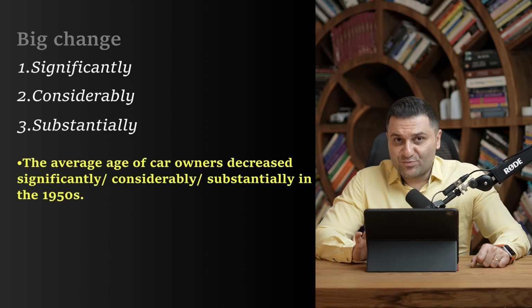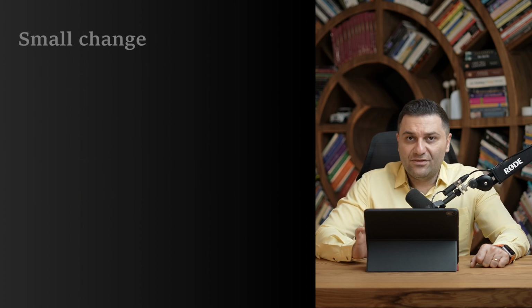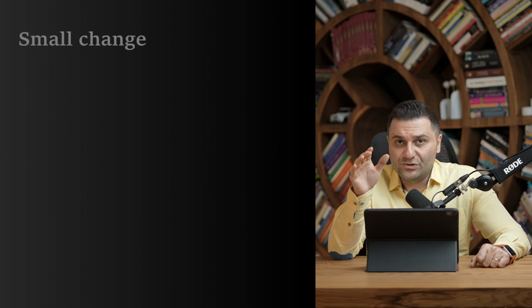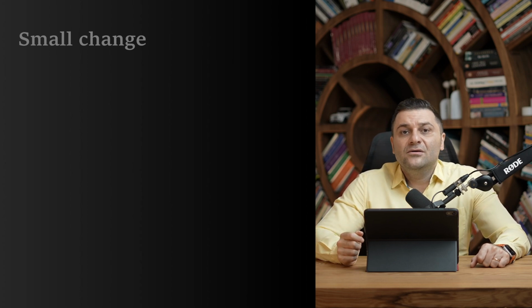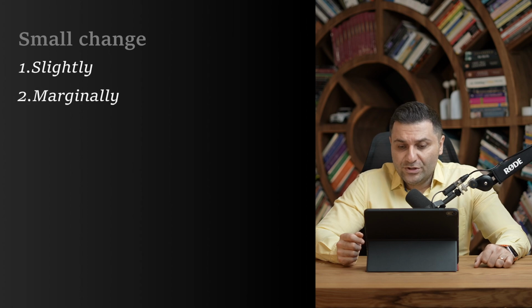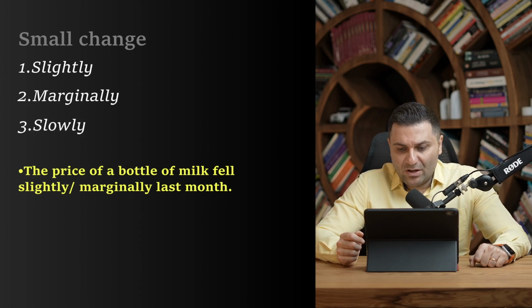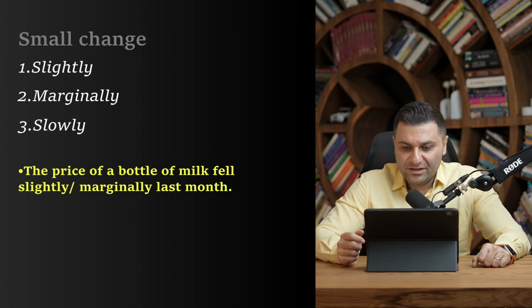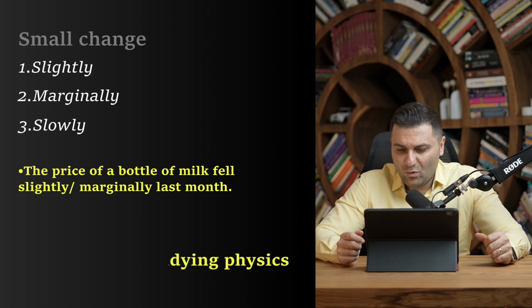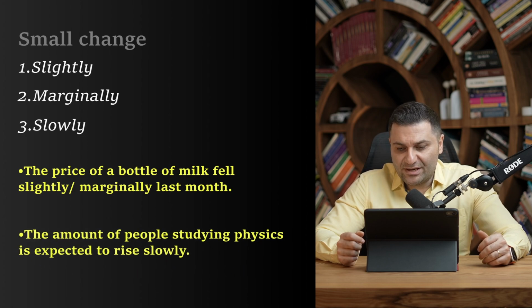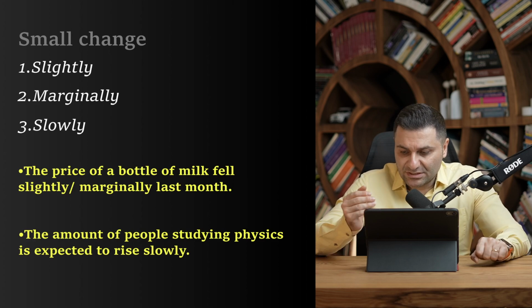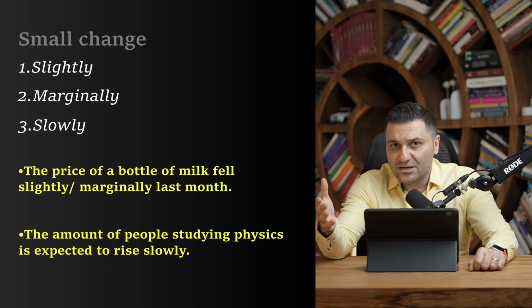Right, now let's talk about small change. For small change, we have three adjectives: slight, marginal, and slow. So we'll change them into adverbs: slightly, marginally, or slowly. As an example, the price of a bottle of milk fell slightly or marginally last month. Or the number of people studying physics is expected to rise slowly.